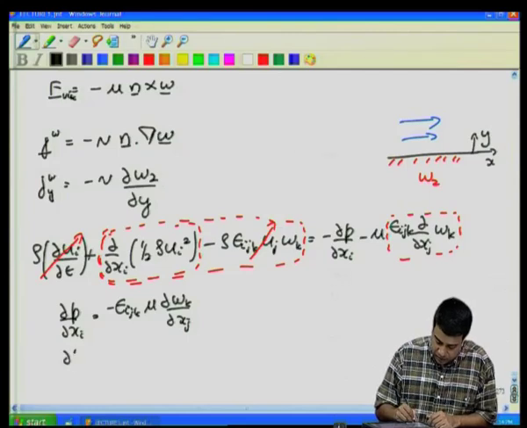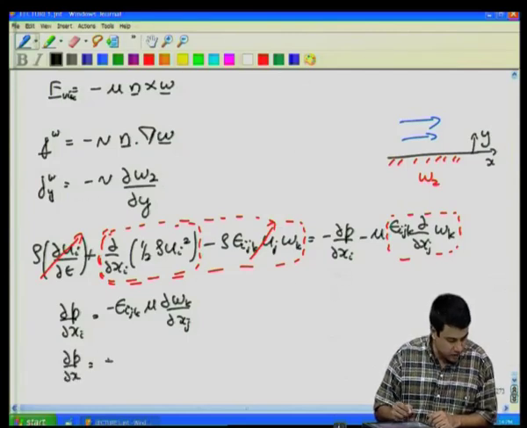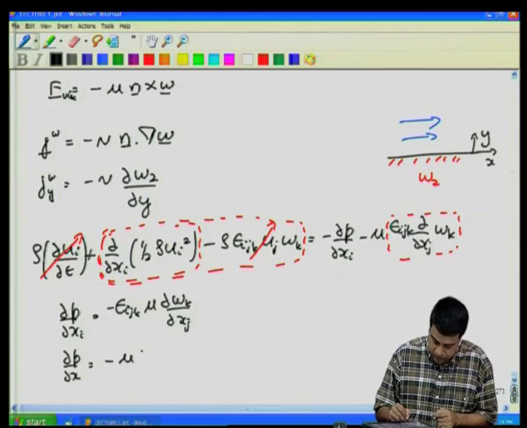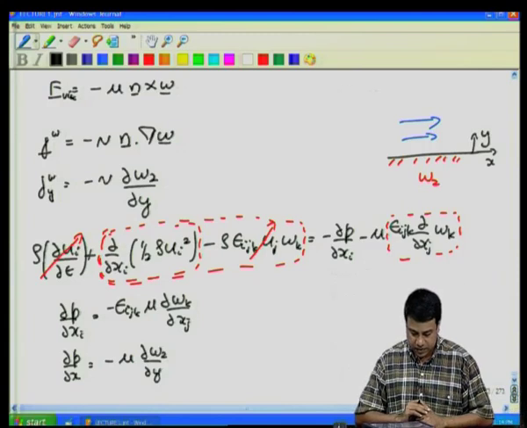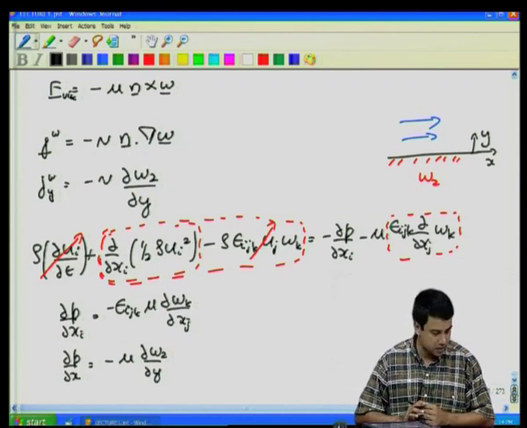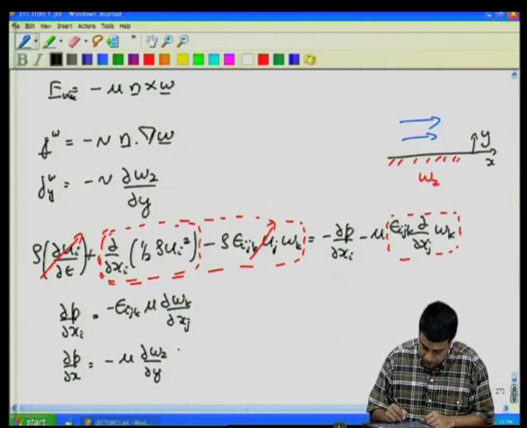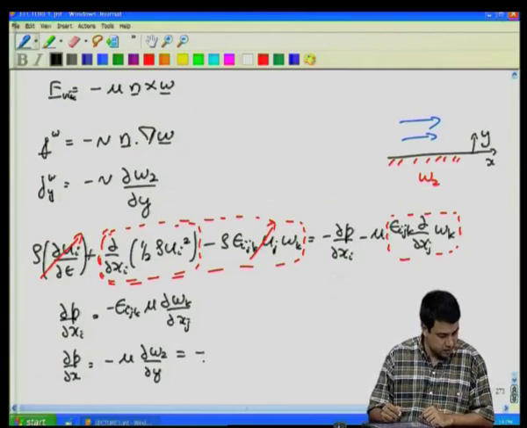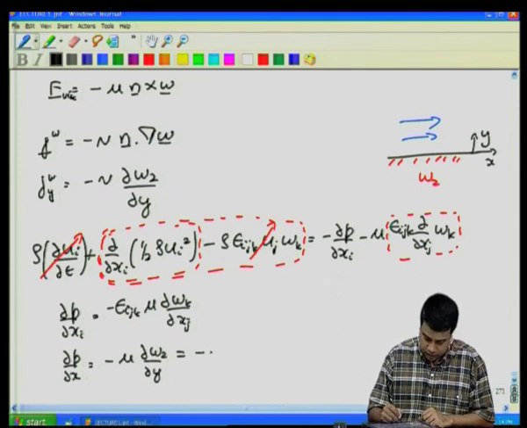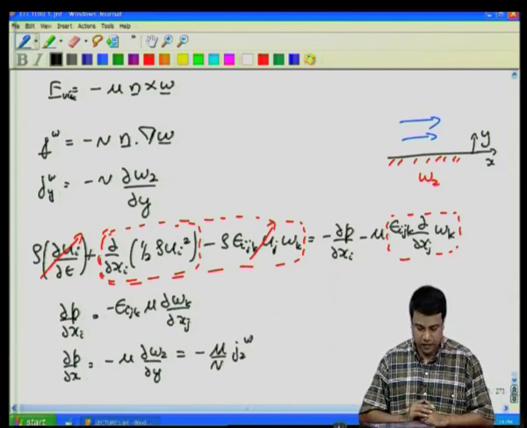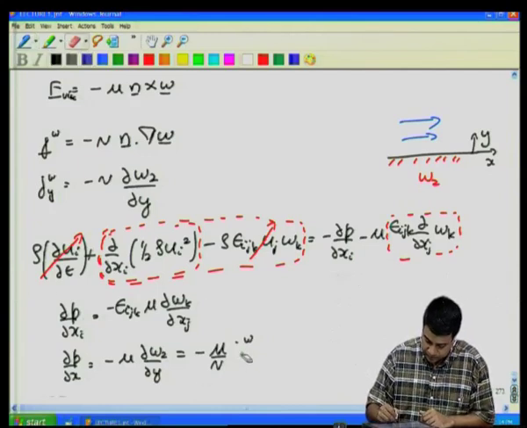In that case, you will get partial p by partial x is equal to minus mu partial omega z by partial y. Because x is i and therefore, partial omega_k by partial x_j will basically give you partial omega z by partial y, which is equal to minus mu by nu times j y omega as I have defined it.